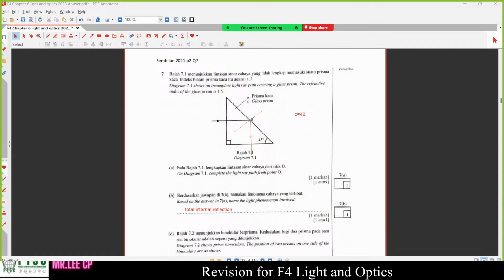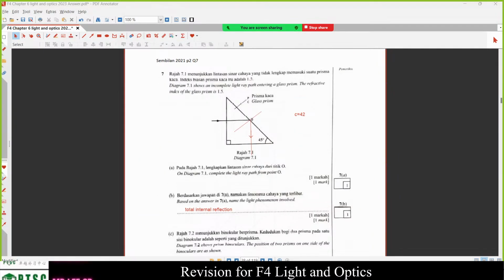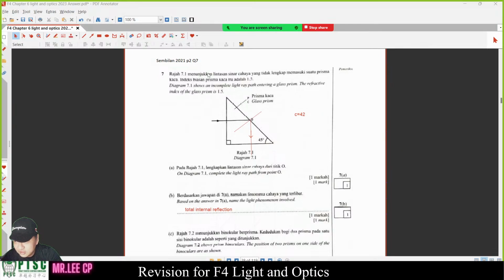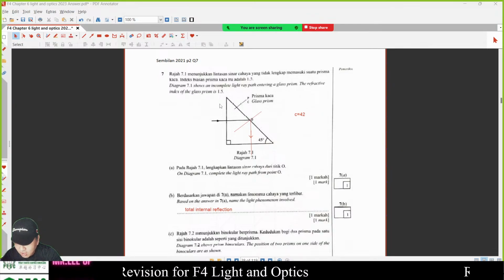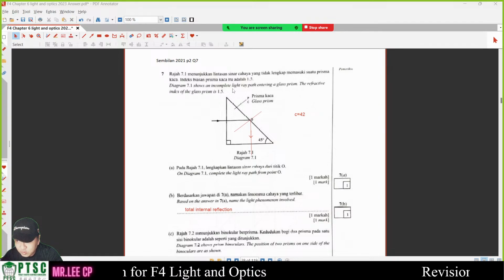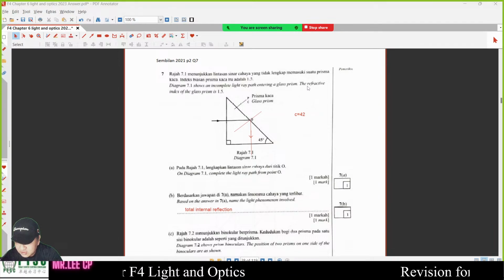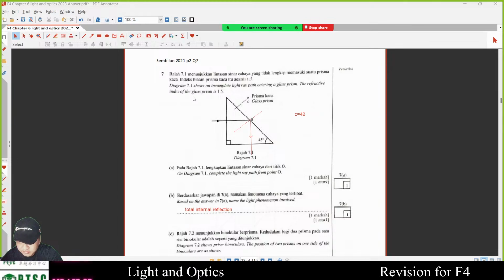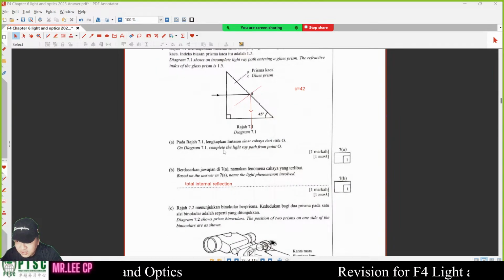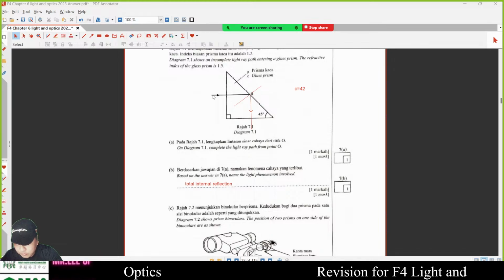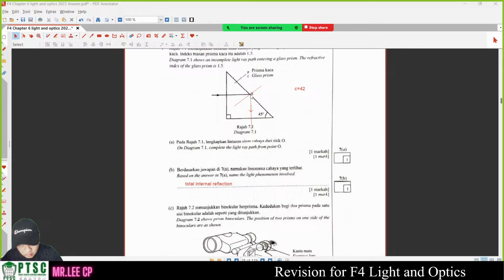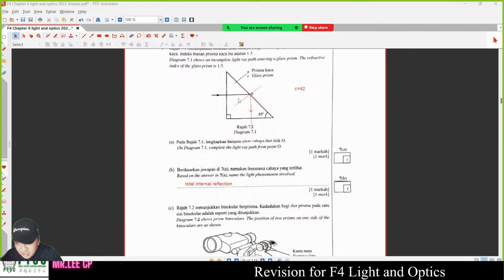Okay, now this kind of question is kind of popular, so we go through this one. Diagram 7.1 shows the incomplete light ray entering the glass prism. The refractive index of the glass prism is 1.5. In the diagram, complete the light ray from point O. Light goes in here and then the normal. You need to draw the normal first, and then the incident angle is more than the critical angle.